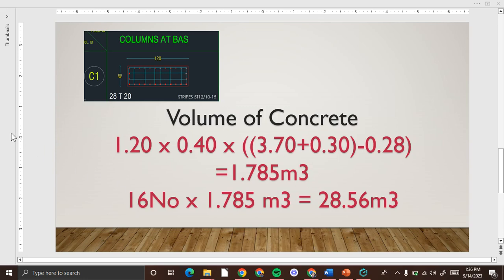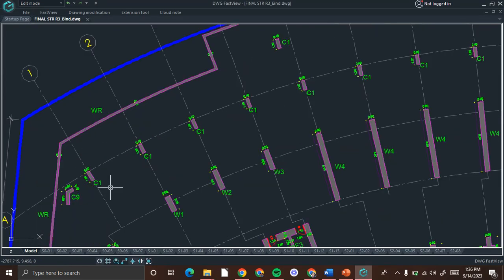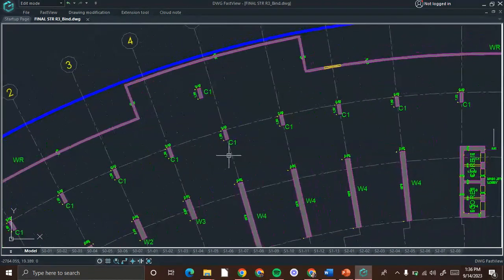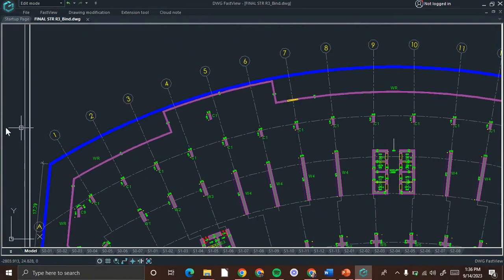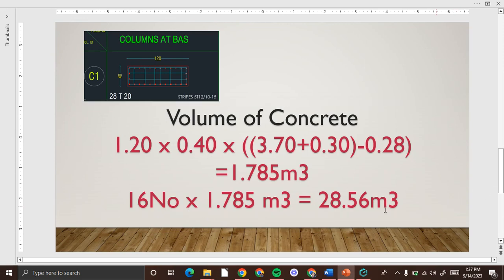Total we have 16 number of columns. Here in the drawing it is showing C1 type. We already counted the column as 16 number. For the 16 number of columns we get the quantity as 16 number into 1.785 equal to 28.56 meter cube as the concrete quantity.